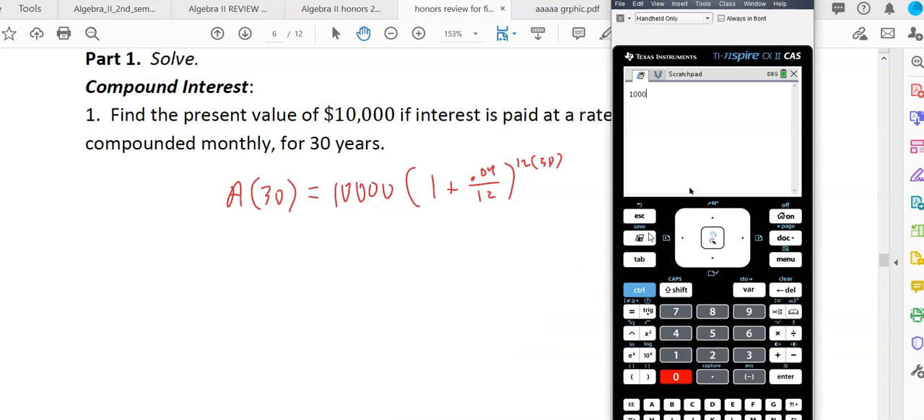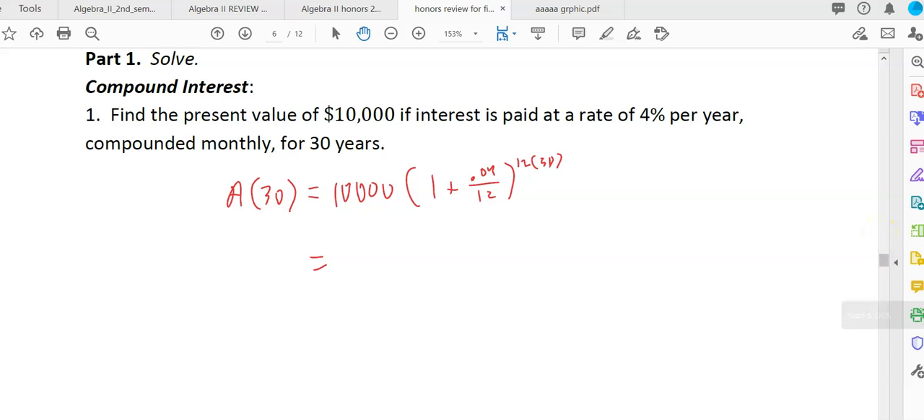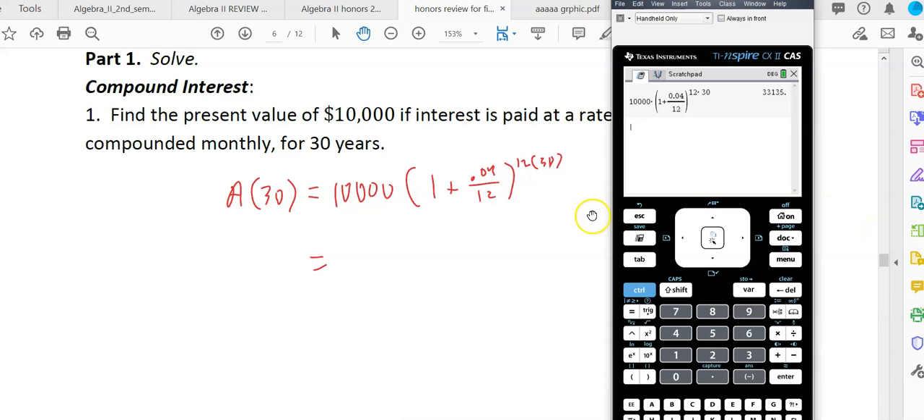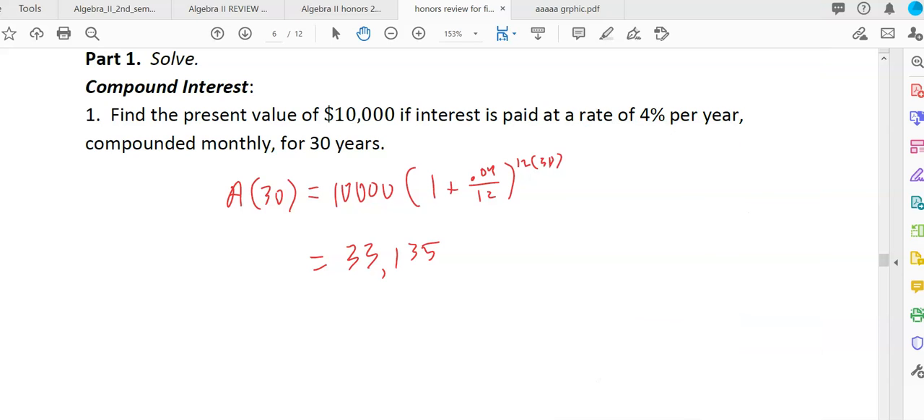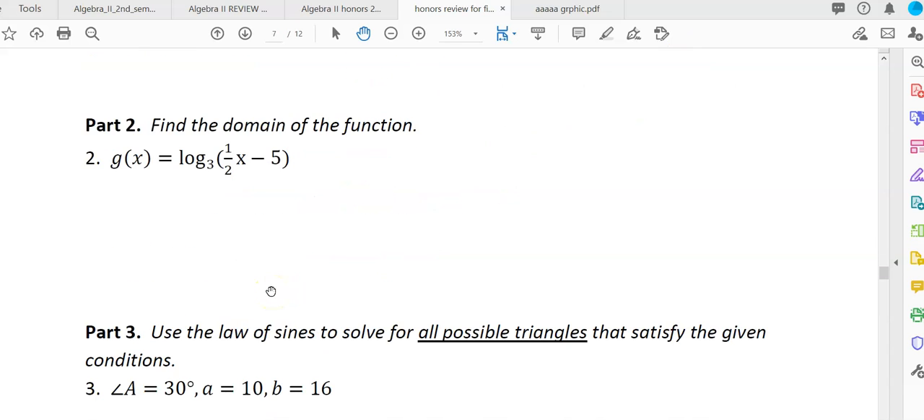So 10,000 times 1 plus 0.04 divided by 12 to the power of 12 times 30. So this is equal to, let's see, let's get that again. 33,135. So more than doubled in that 30 years. That's good. Tripled, right? Went over tripled. So really nice problem there.